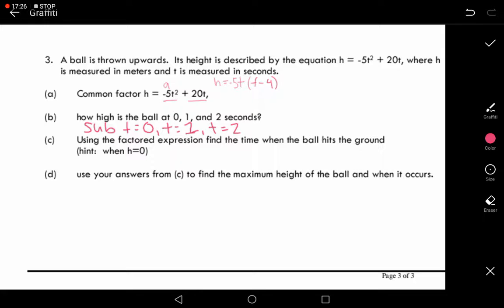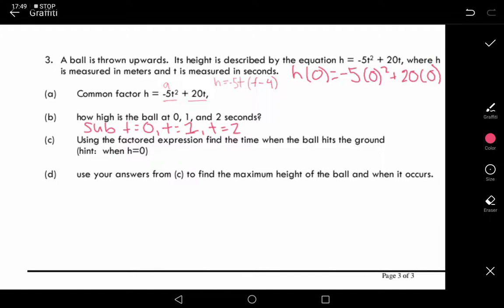Maybe I'll show you two. We'll see. So let's start with t equals 0. So h of 0, and this is just kind of proper form here. So h, the height, what this is saying is the height at 0 seconds is equal to negative 5 times 0 squared plus 20 times 0.